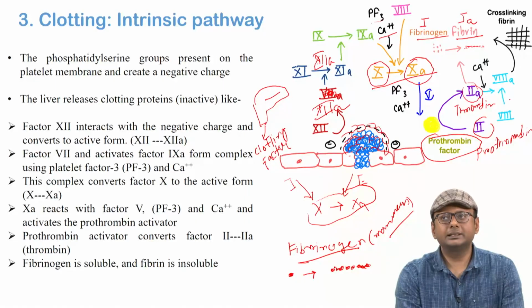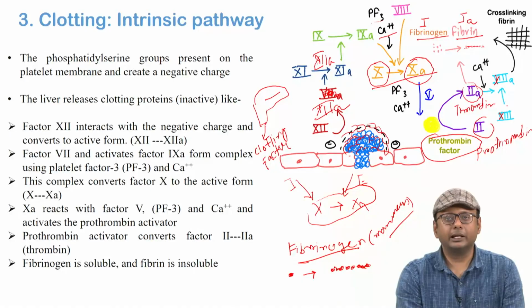Finally, what happens is another factor, factor 13. Factor 13 gets activated to factor 13A. During the same time, whenever this clotting process is going on, factor 13 gets activated to factor 13A. And what does this factor 13A do? This factor 13A prepares the meshes of fibrin.